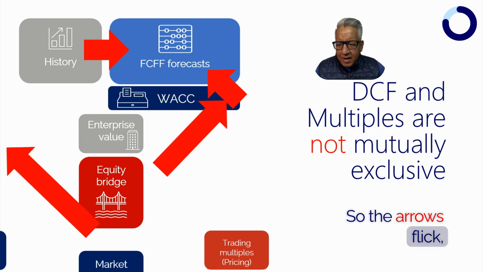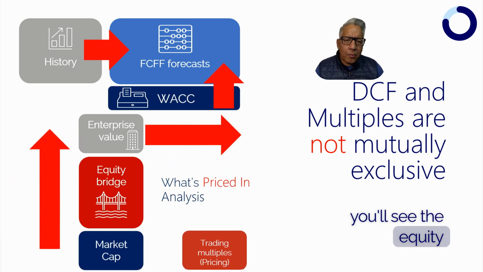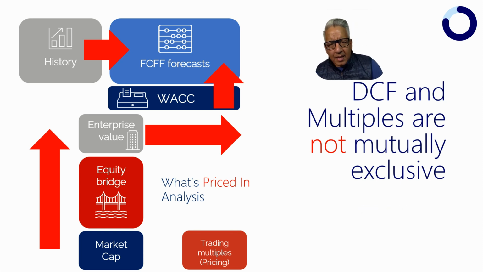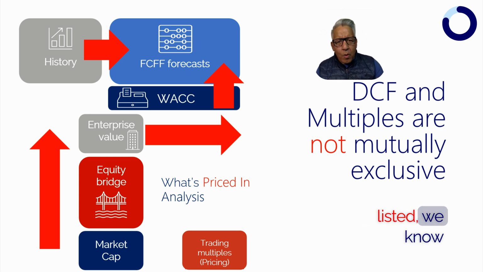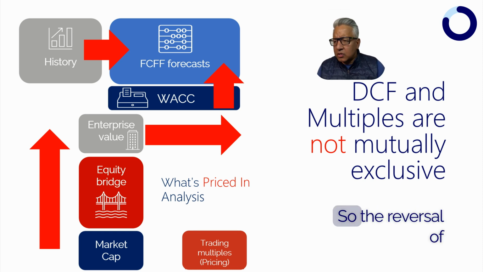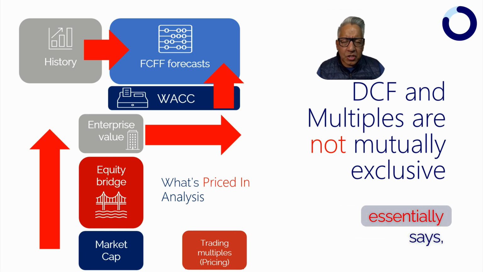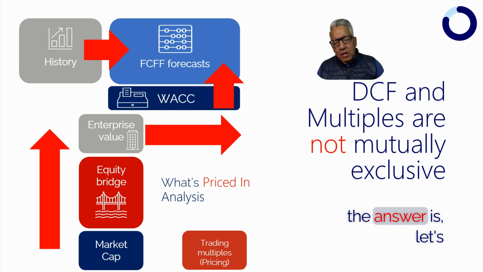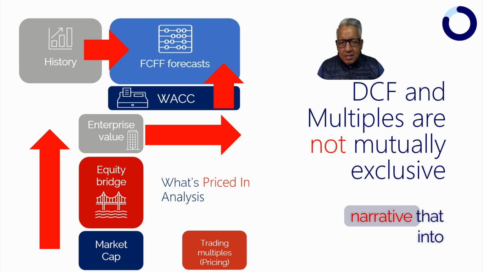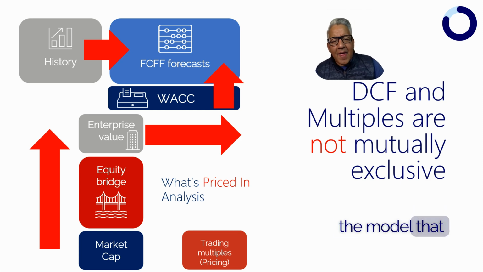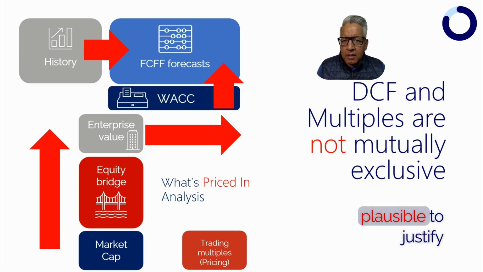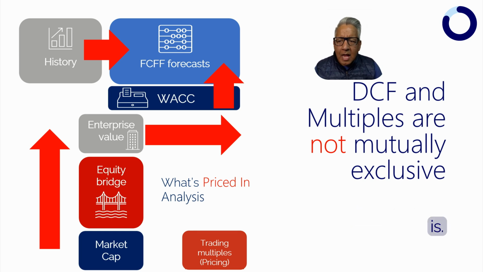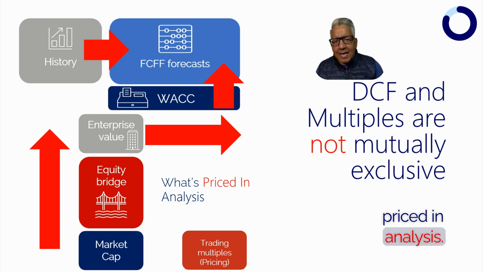So the arrows flip. You'll see the equity value at the bottom there is not equity value that's spat out by the model. It's the market capitalization of the business. So if the company is listed, we know what the answer is. So the reversal of these arrows essentially says, okay, we know what the answer is. Let's try and fit a narrative into the model that justifies a scenario that could be plausible to justify what the market price is. What we're doing here is what's priced in analysis.